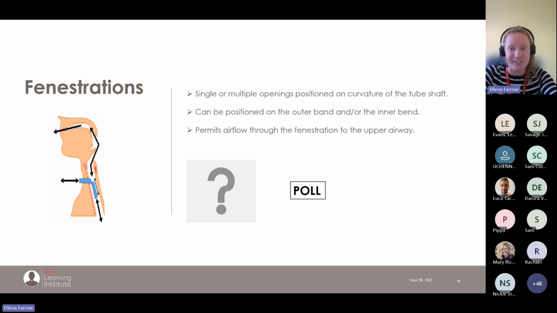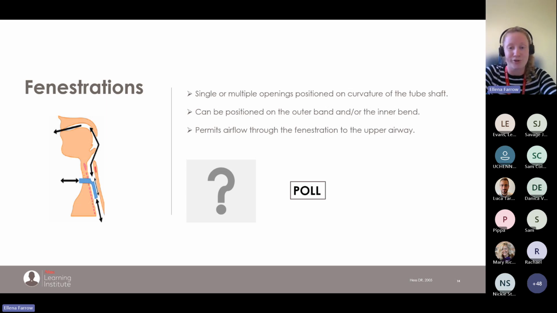And then we'll look at fenestrations, which is where I really wanted a poll to see what all of you use. So one of the features we can see is fenestrations, so whether a tube is fenestrated or unfenestrated. Your fenestrations are either single or multiple openings on the curvature of the tube. So it can be on the outer or the outer and the inner bends. On the Tracoe Twist tubes, there's just fenestrations on the outer bend, and on the Twist Plus they're on the outer and the inner bend, and they permit airflow to the upper airway.